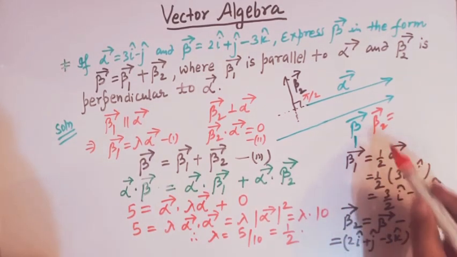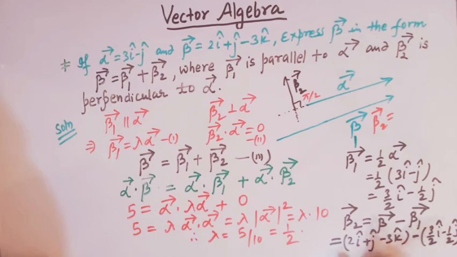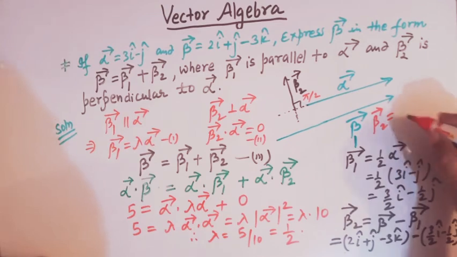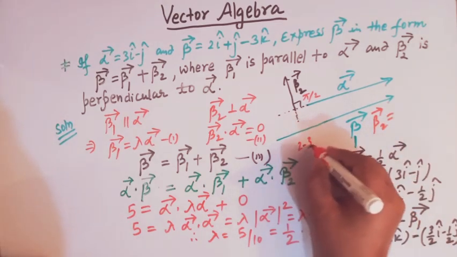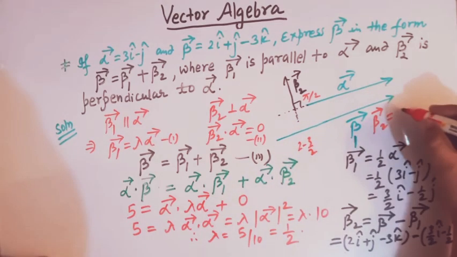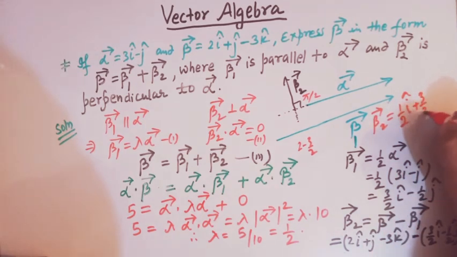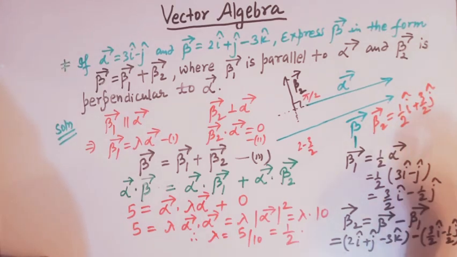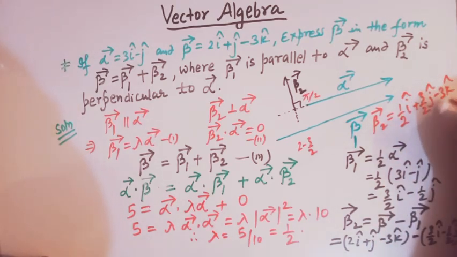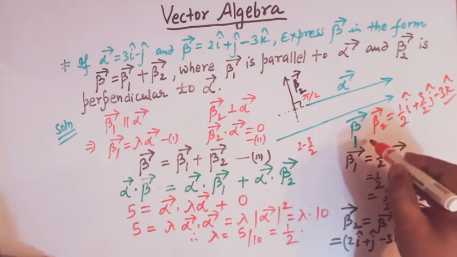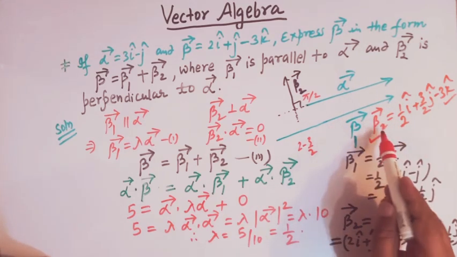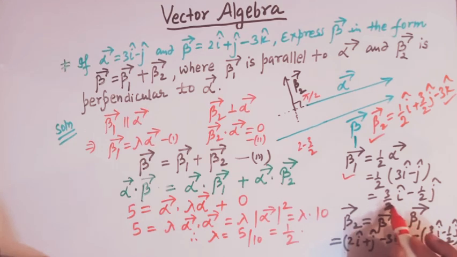Now the vector beta 2 can be obtained by subtracting these two vectors. So we have 2 minus 3 by 2, that is 4 minus 3 by 2, which is 1 by 2, so half i cap, and then plus half. So 1 plus half is 3 by 2 j cap, and then we have minus 3k cap, right? So viewers, this is how we have calculated the values of vector beta 2 and vector beta 1.